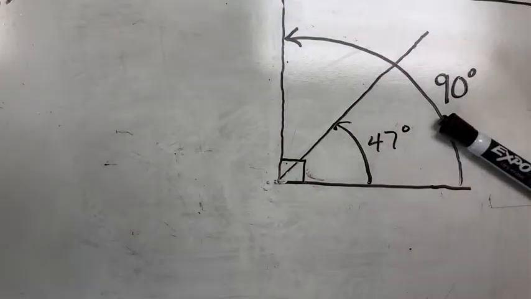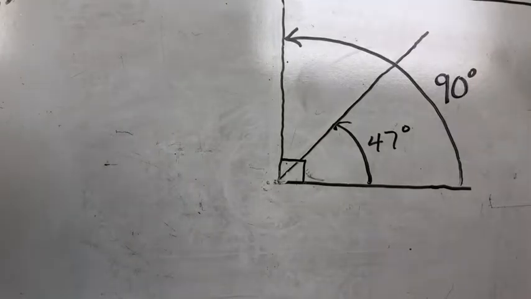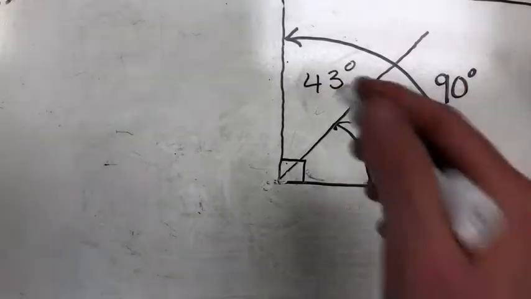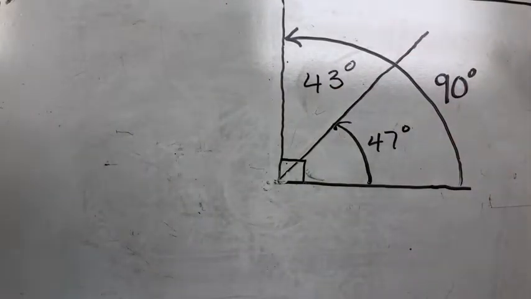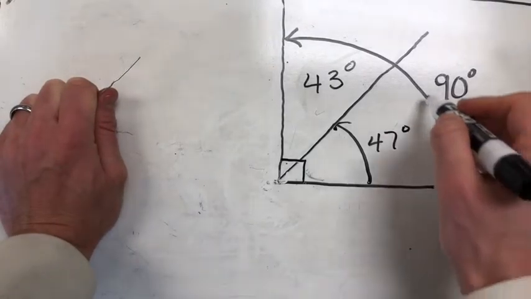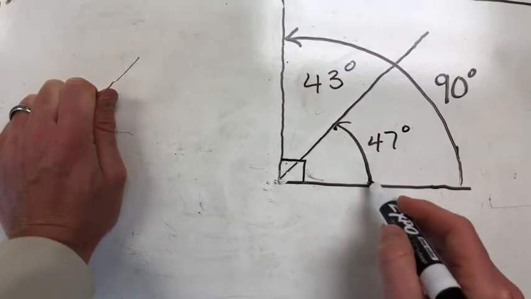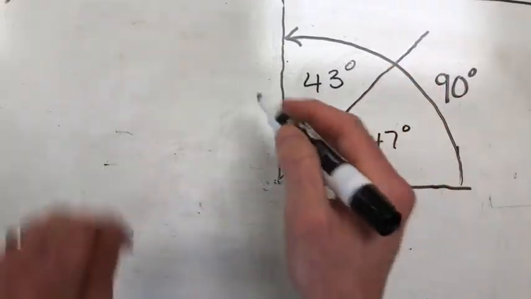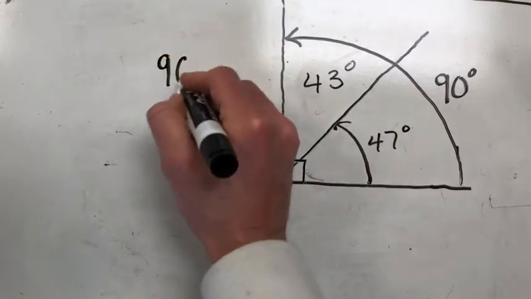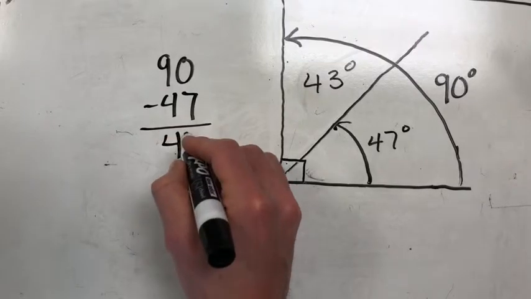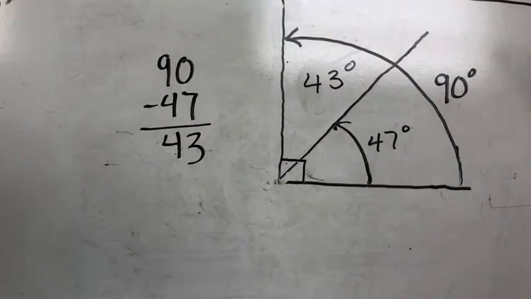Pause the video and if you said 43 degrees, you got it. Now, how did we get that? Well, there's a couple of ways we could think about it. Since the entire rotation represents 90 degrees and this piece of it represents 47, to figure out the missing piece, we can do the simple subtraction problem, 90 minus 47. And that's 43. And that's an easy way to do this.